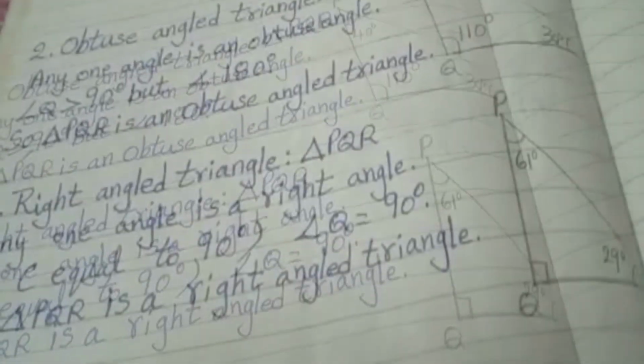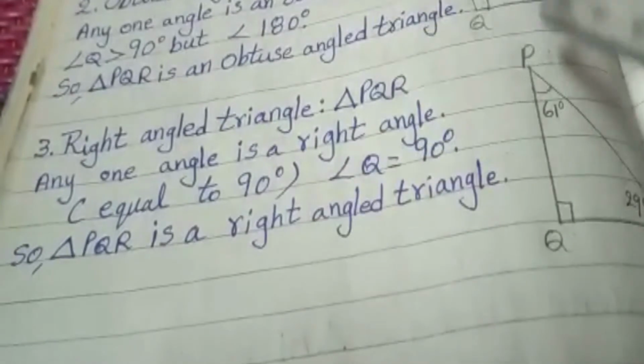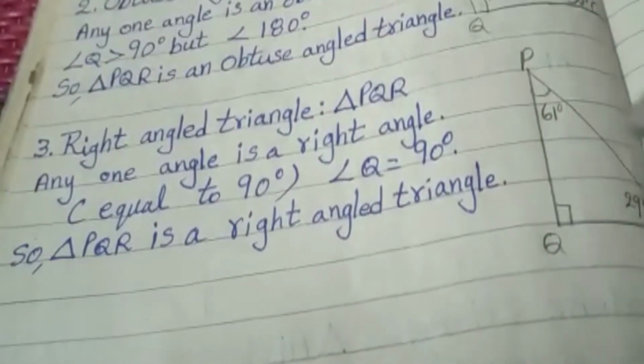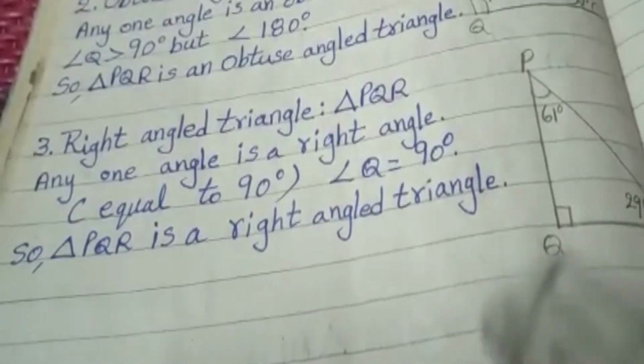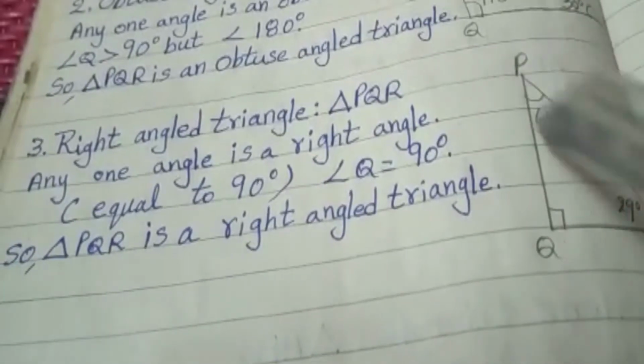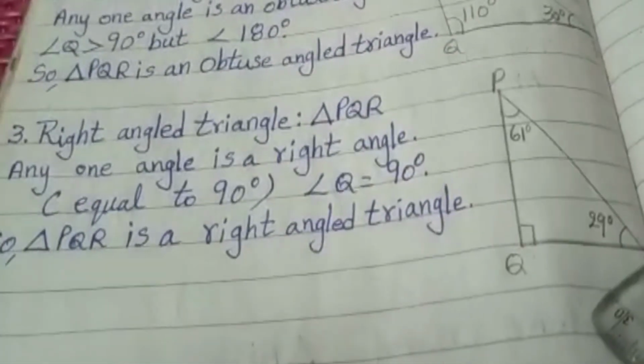Number 3. Right angled triangle. Triangle PQR. Any one angle is a right angle equal to 90 degrees. Angle Q is equal to 90 degrees. So, triangle PQR is a right angled triangle.